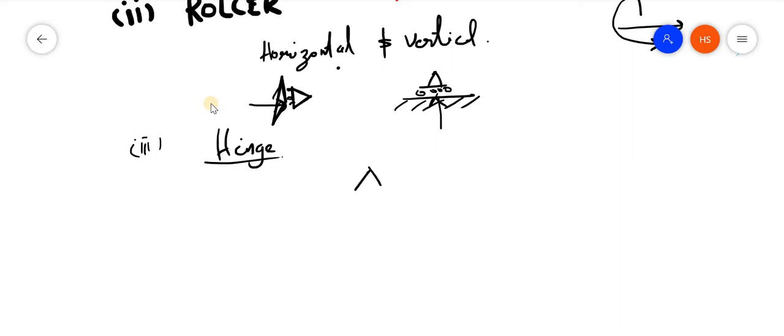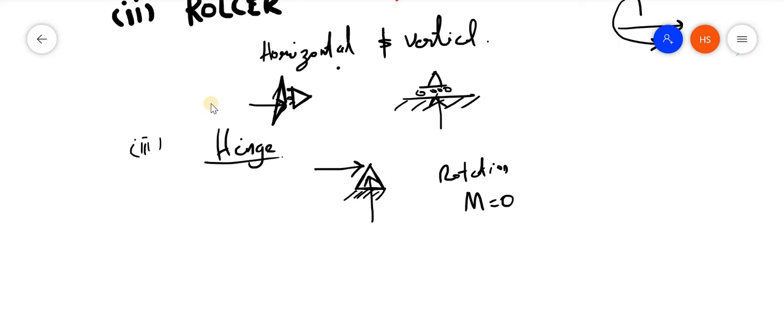Hinge means here, this is the denotation of a hinge. Here there is vertical and horizontal reaction. It is allowing what? It is allowing rotation. So rotation is allowed. Here the moment is equal to 0.